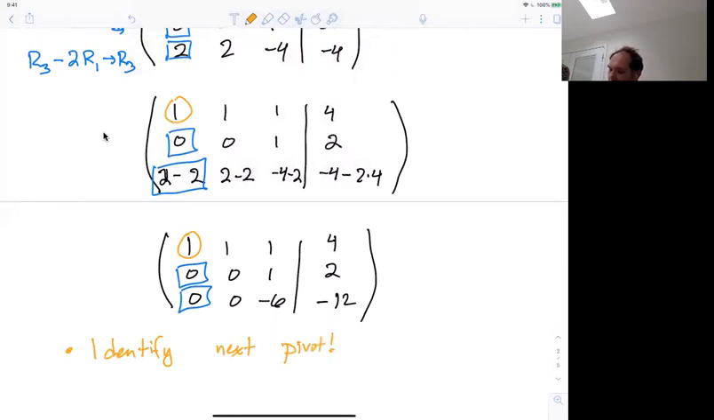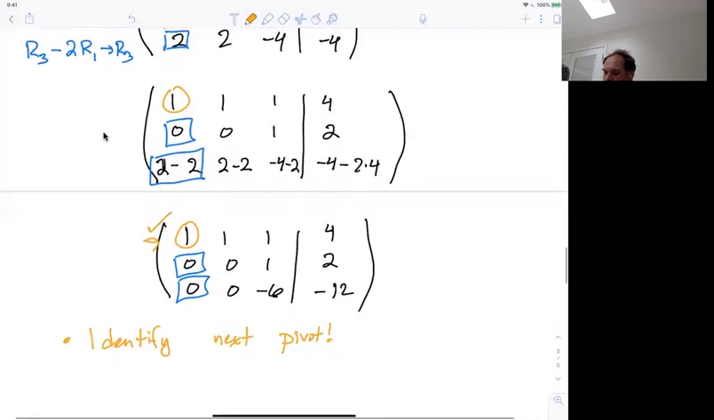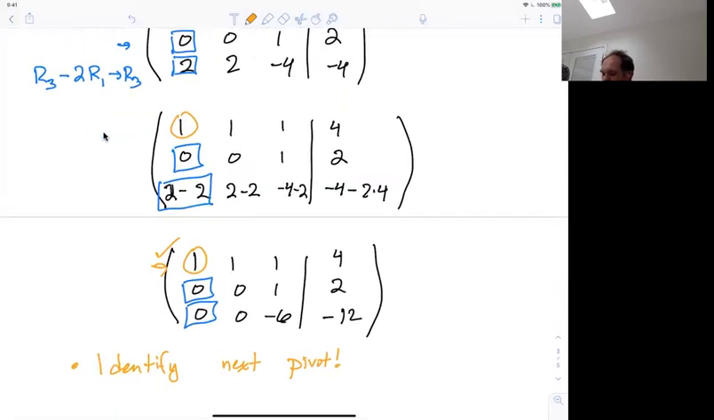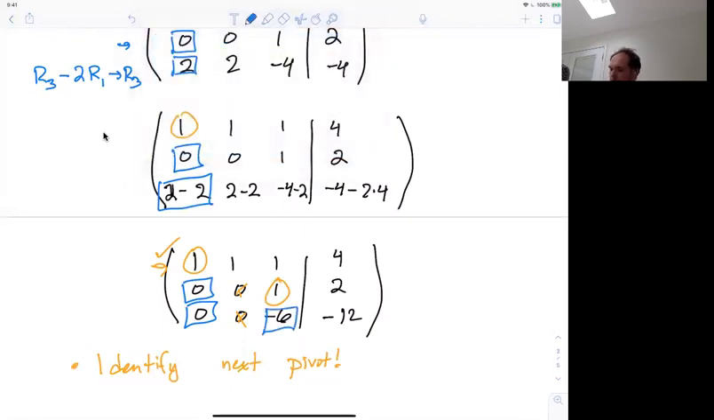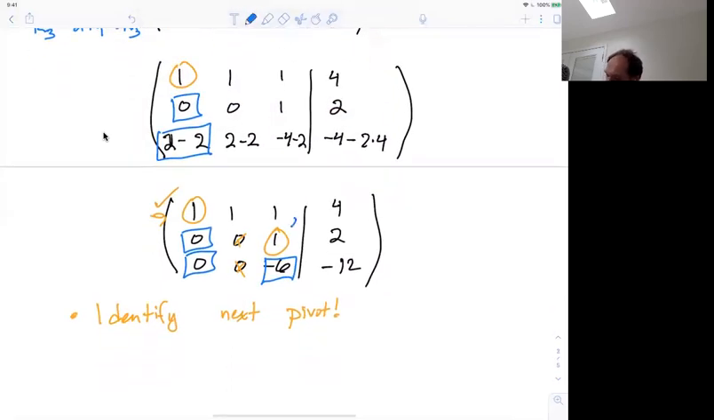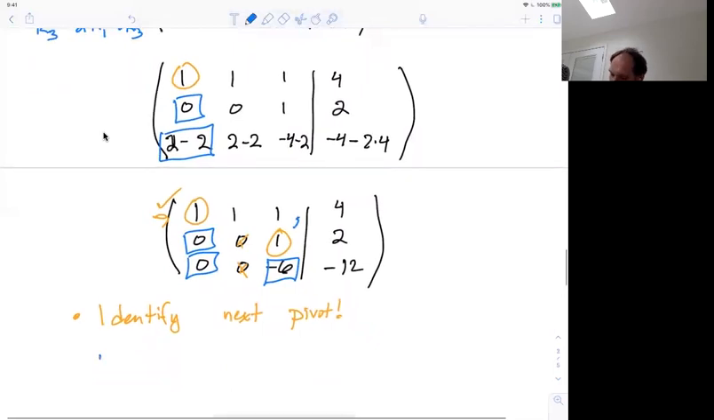So the key thing is we want to find the most leftward non-zero entry that's in a meaningful row. So this row is already done. That one's done. We don't need to worry about that one. So we're going to go to the next row or anything below it and find the leftward one. Now in this case, all of these are zeros. We can't pick those. So we're going to pick that one. And now we're going to zero out everything below that one. And once we're done with that, we'll do everything above. So once we identify the next pivot, we're going to zero out above and below.